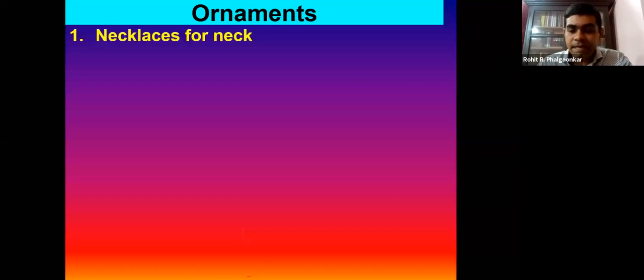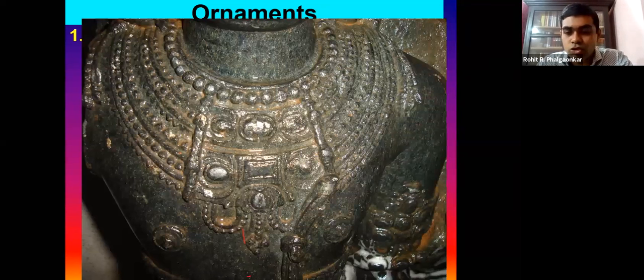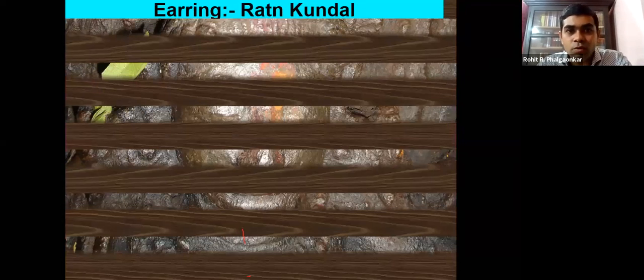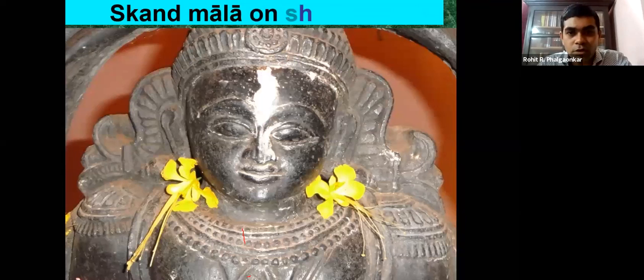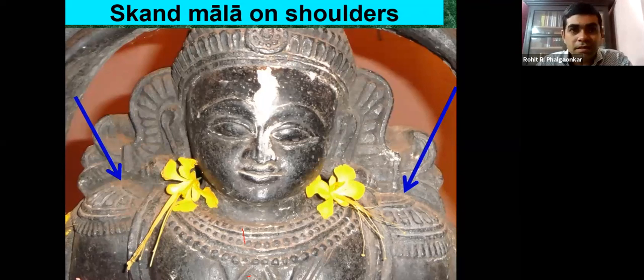Ornaments and necklaces for the neck. You have the har. These are worn by royal families or by people who are to be worshipped. Earrings. You have the ratna kundal, the earring which has small pendants or jewels on it, ratna. Then for the shoulders, you have skandamala. You can see on both the sides. They are supposed to be like golden bracelets which are kept on the shoulders.